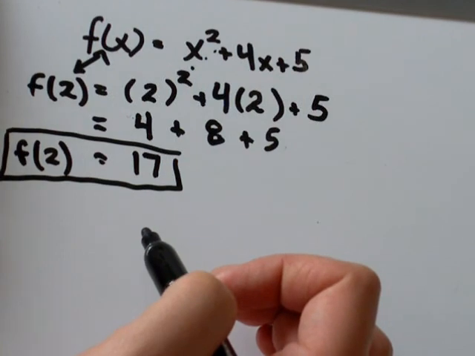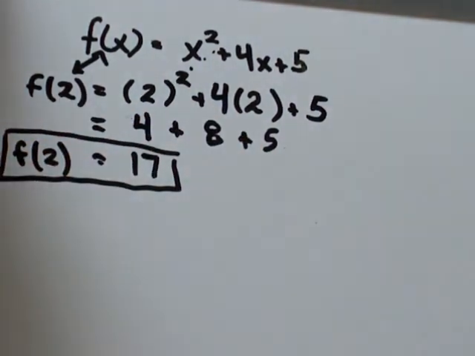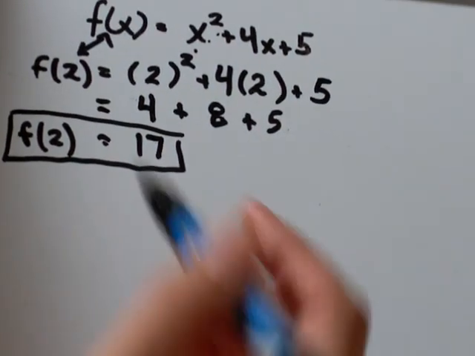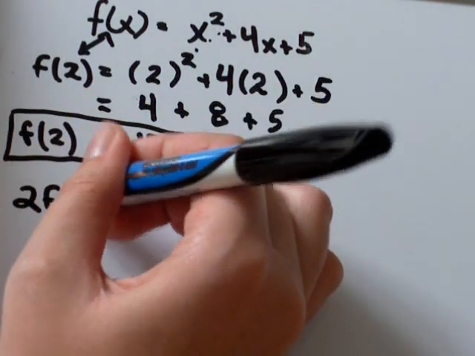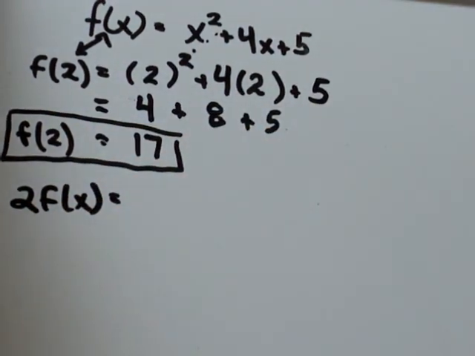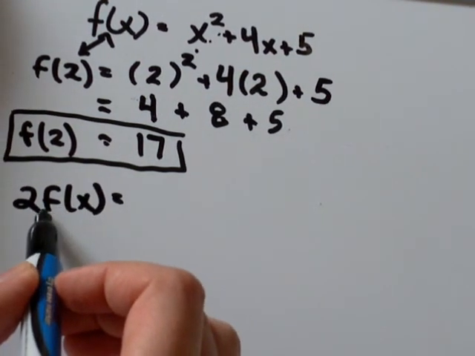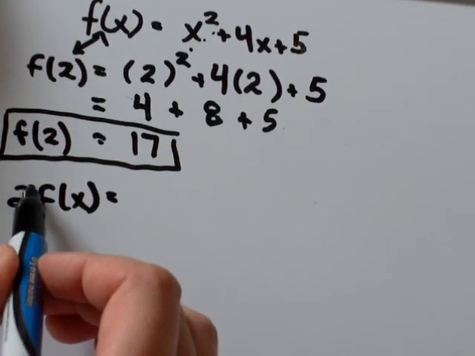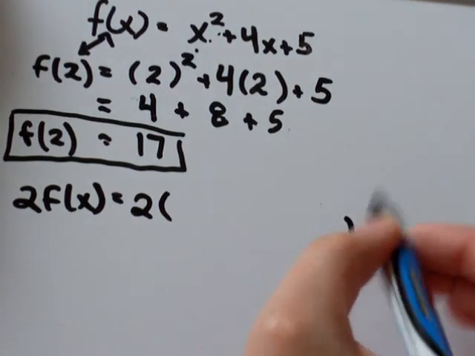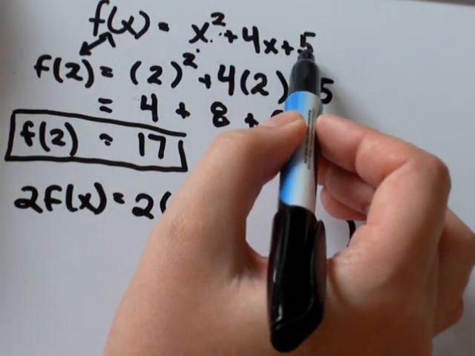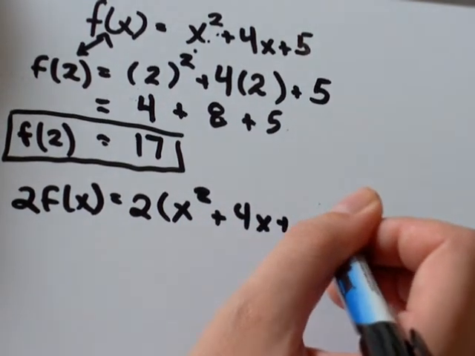Okay, but what if instead of having the 2 in the brackets, let's do another case where the 2 is outside of the brackets. We're still dealing with this equation, but this time we're going to have 2 f of x, and the 2 is on the outside. So in this case, what this means is we've got our original function f of x being multiplied by 2. So what we have is 2 times all of the stuff from our original equation. So we had x squared plus 4x plus 5.